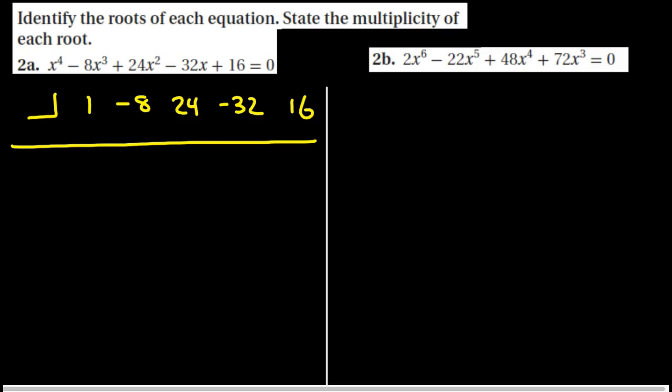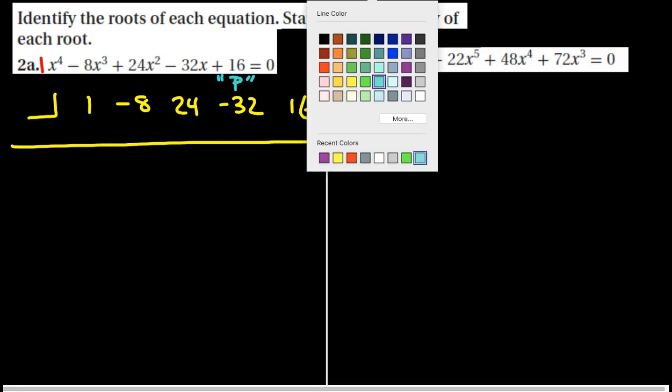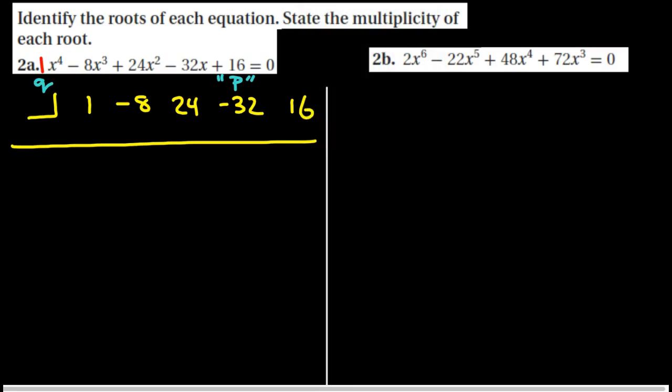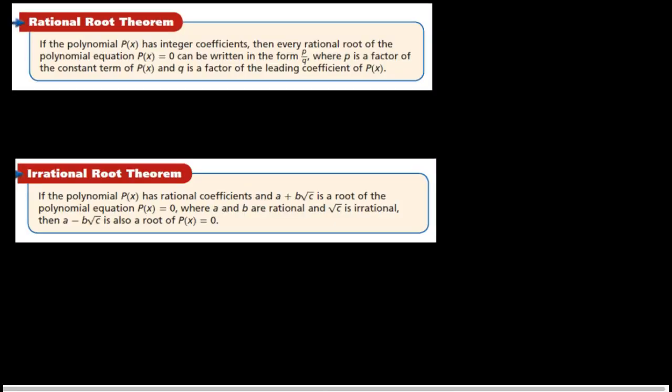So we're doing x to the 4th minus 8x cubed plus 24x squared, and so on. Which one is the constant term? 16, so that is your p. Which one is the leading coefficient? 1, that's the first term's coefficient, so that is our q. So what the rational root theorem is saying is all of the possible roots are plus or minus factors of p over plus or minus factors of q.